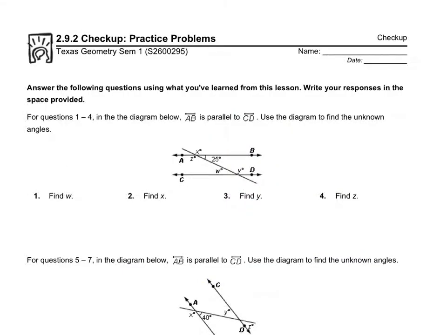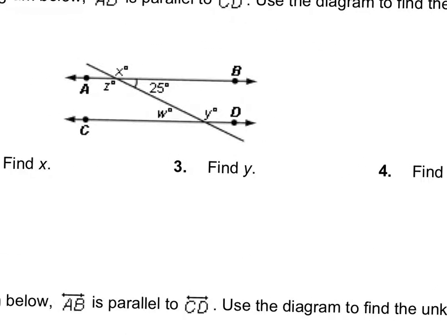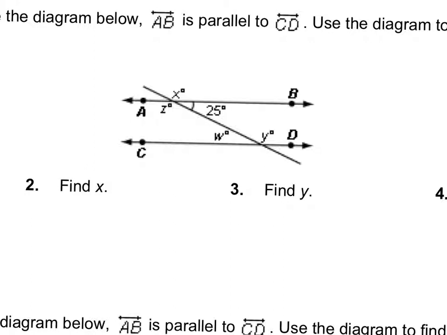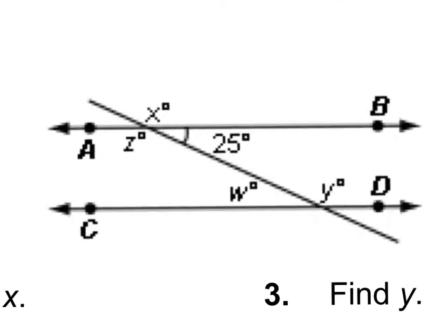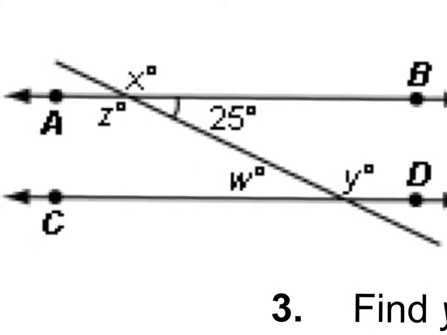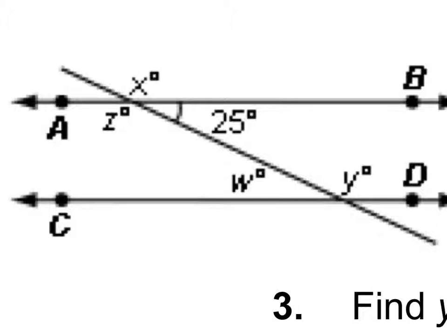Looking at the checkup. The way I'm going to do this one is I'm actually going to work out 1 through 4, and you will be responsible for the rest of the problems on this page. So rather than doing them one at a time, I'm going to zoom in and start labeling everything I know. They've given me 25. So the first thing I'm going to do is label everything that I know is 25. Well, I know this angle is 25 because they're vertical angles. And then that means this one is 25 and this one is 25.